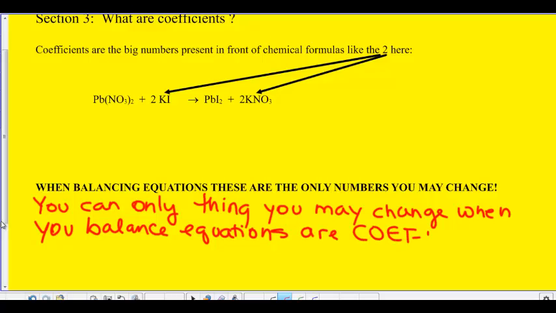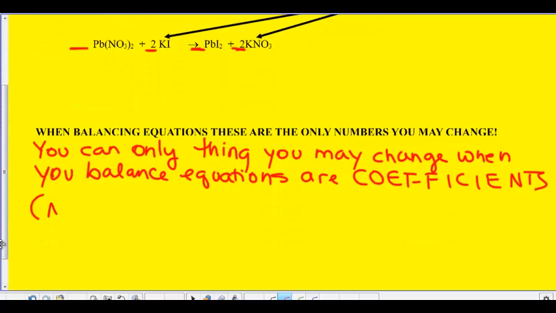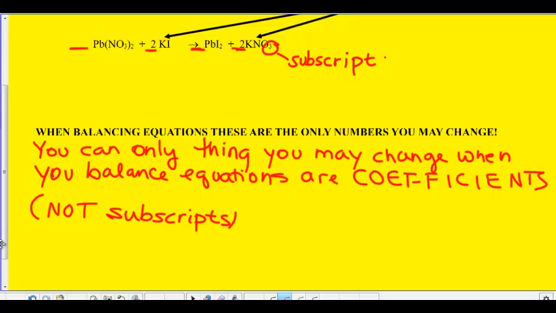And coefficients, as we talked about in class today, are big numbers that come in front of the formula. Okay, so here, here, here, and here. Remember, if there is no coefficient, it's a 1. Okay, that's all you can change. You may not change subscripts. And subscripts, if you are confused, are the little numbers. Right? This is a subscript in the formula. You cannot change those because then that would change the identity of the compound.